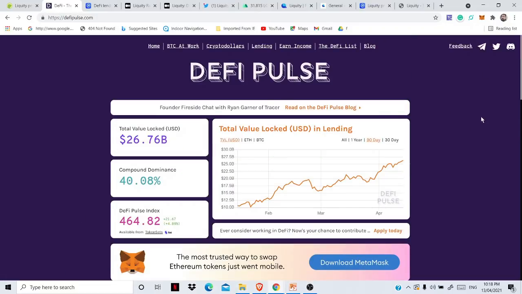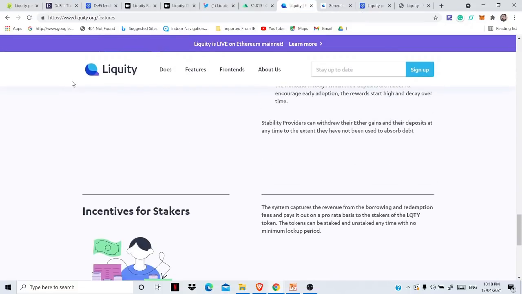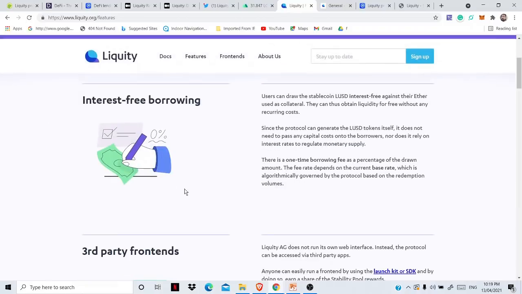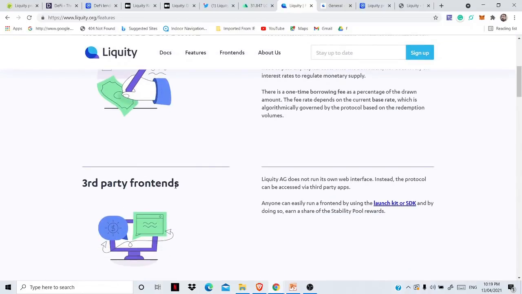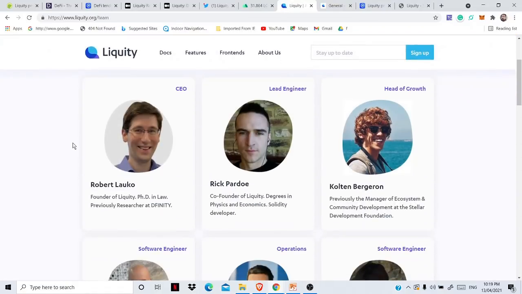And let's see the core feature team. If we go into the Liquity website, liquity.org, I have provided all the links in my description, you can take from there. And here we can see the key features that I already described with you. You can read further. And if we go into the about us section, here you can see the team. Its CEO is Robert Lauko.